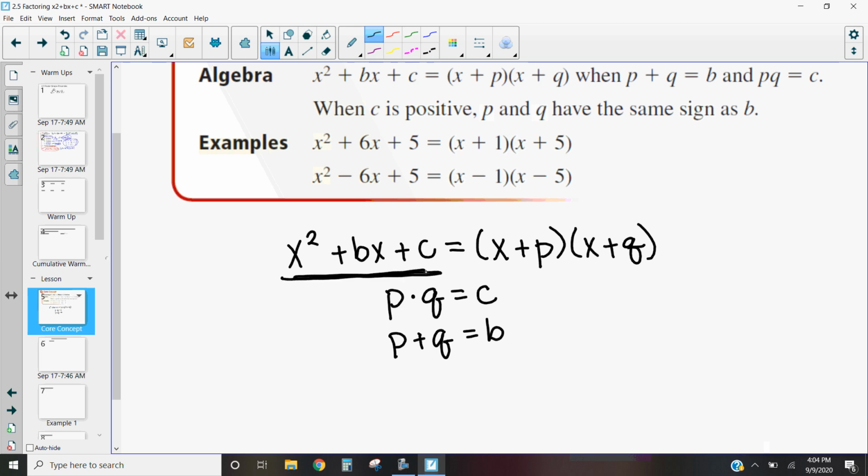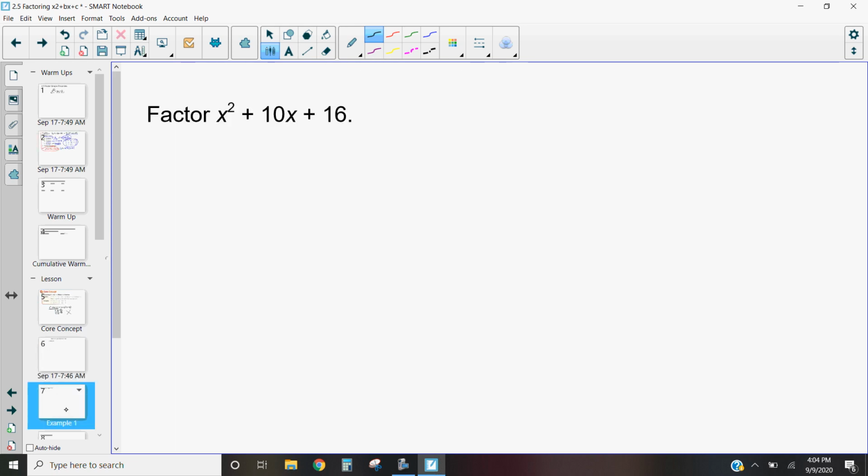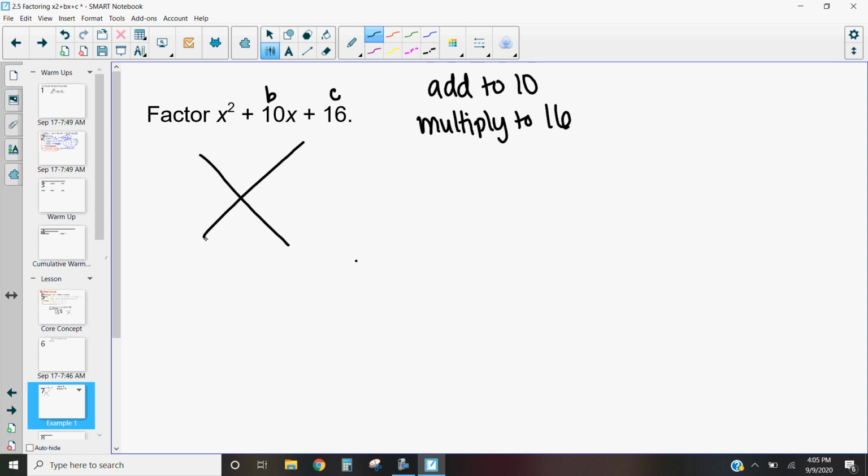So what we're doing when we're factoring is we're going to look for this pattern. We're going to be given our b and our c, and I want to figure out what p and q will add to get my b and multiply to get my c. And the way we're going to do that is we're going to set up this little x here. Now let's take a look at this first example. Factor x squared plus 10x plus 16. So this is my b and this is my c in this case. Now, I want to find two numbers that add to 10 and multiply to get 16. And the way that I'm going to do that is I'm going to start by drawing this x. This is called the x factoring method.